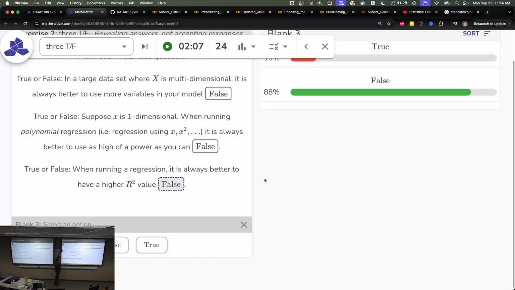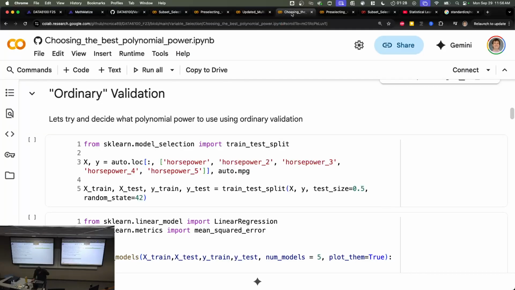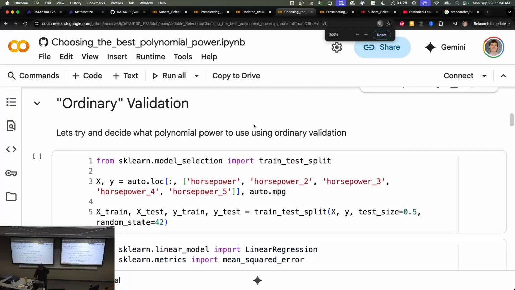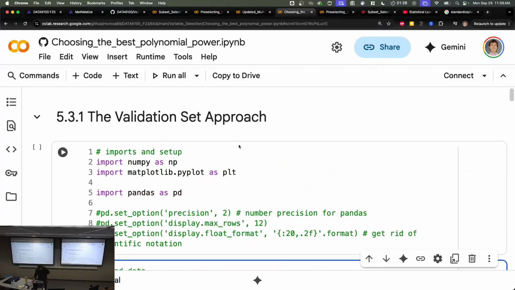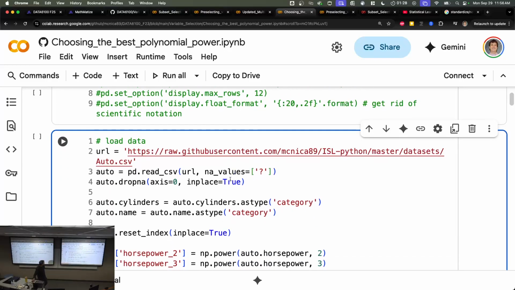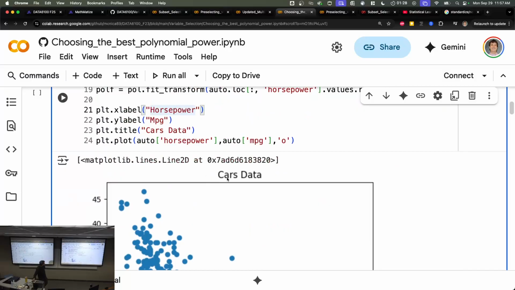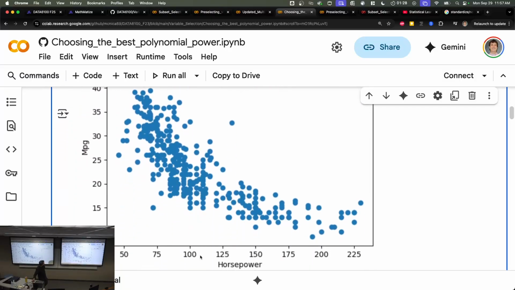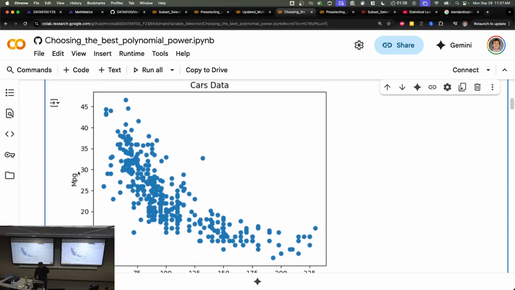Okay, so these are 3 examples, and I'm going to show you details of each of them. I think we're going to start with this one-dimensional polynomial one and show you exactly how that would look. And that is this little thing, choosing the best polynomial power. And again, this is in the course GitHub, and it is using this data set, which they also use in the book, on cars, so autos. So this is cars, and this is horsepower versus miles per gallon, and every single dot is a different car.